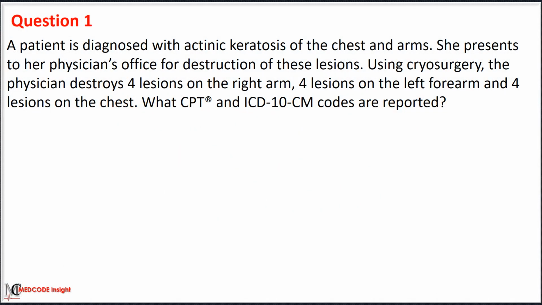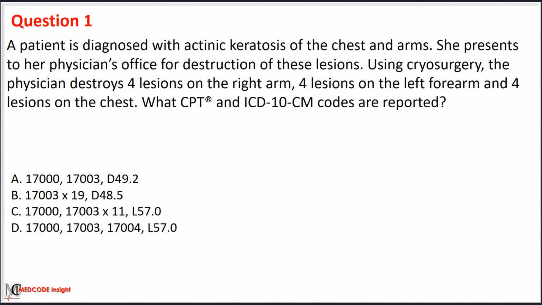A patient is diagnosed with actinic keratosis of the chest and arms. She presents to her physician's office for destruction of these lesions. Using cryosurgery, the physician destroys 4 lesions on the right arm, 4 lesions on the left arm, and 4 lesions on the chest. What CPT and ICD-10 codes are reported?